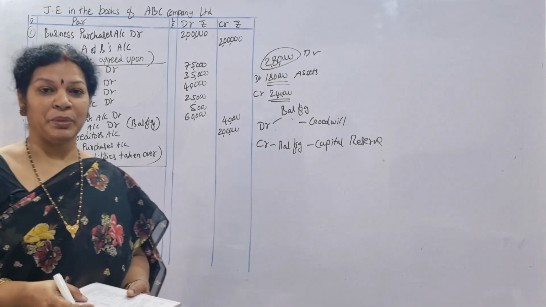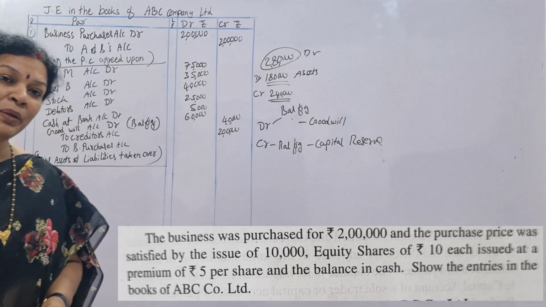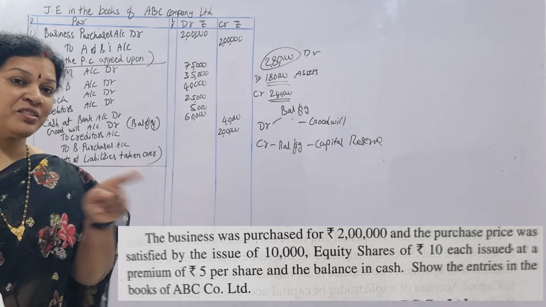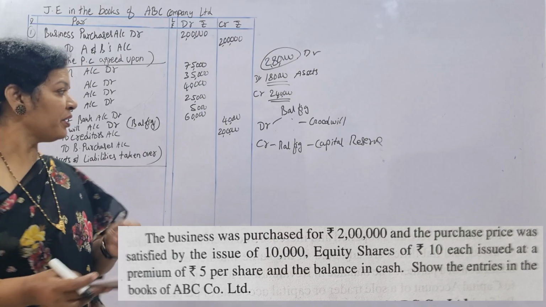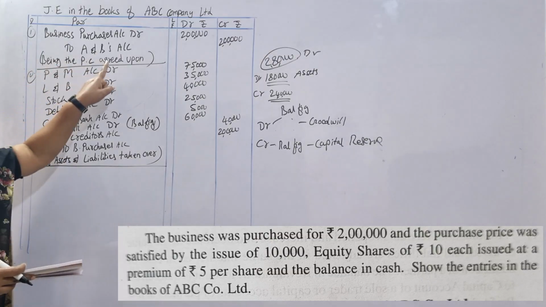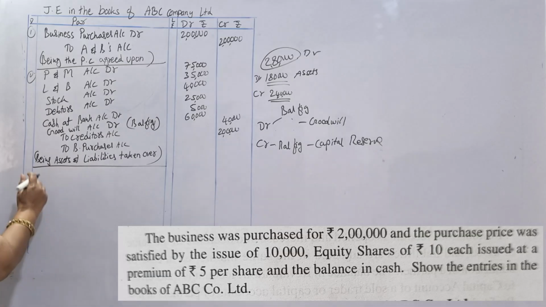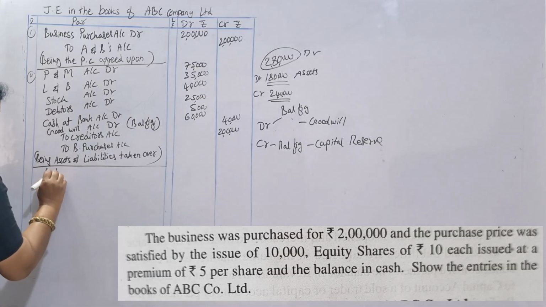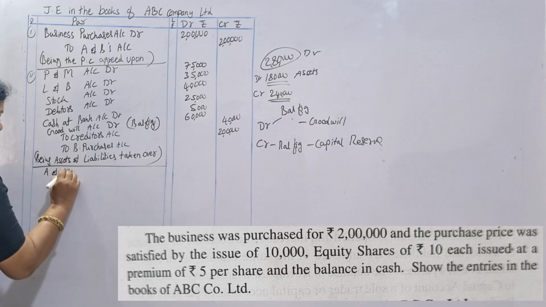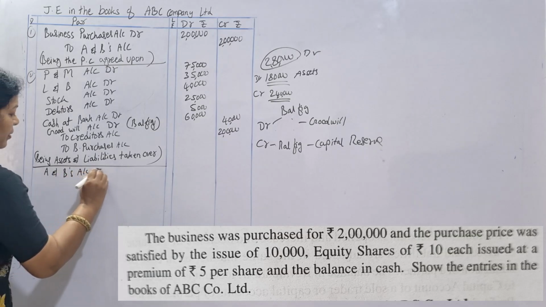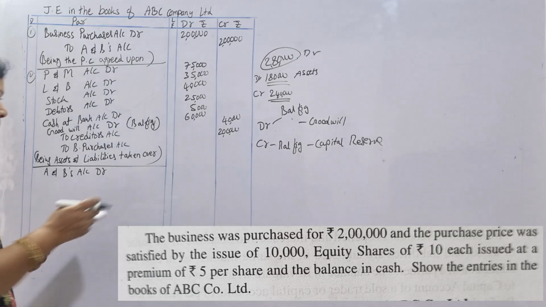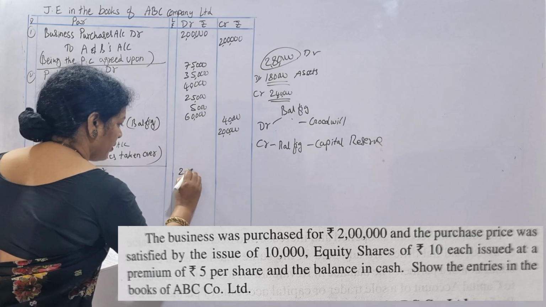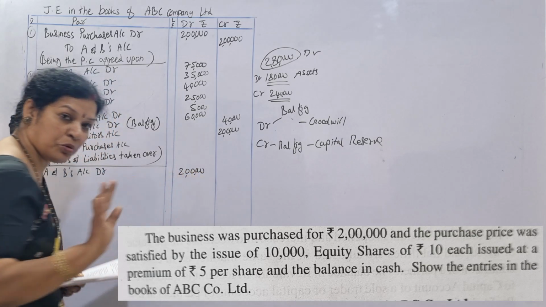How do you want to make the payment? To whom are you making the payment? To the vendor. Vendor's account debit, and the mode of payment comes on the credit side. So the vendor here is A and B. He is receiving, so A and B's account debit. How much is he receiving here? 2 lakh rupees, the purchase consideration, only the payment.